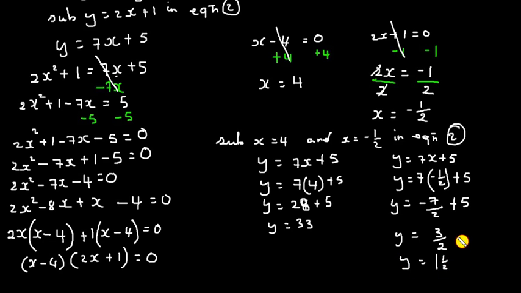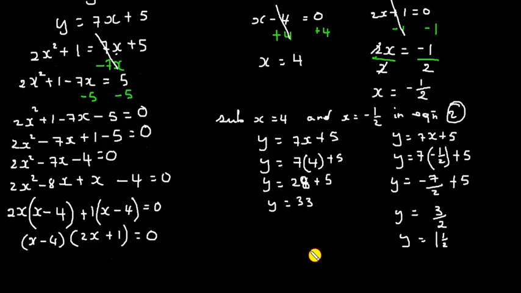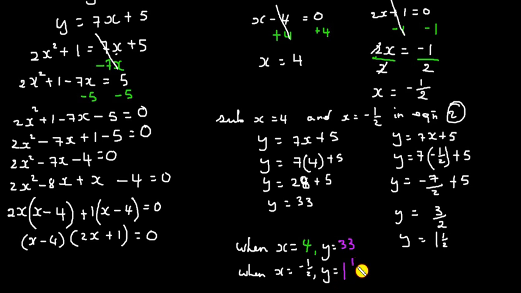So we have to close the question. We need closure. What will we write? Easy. When x is equal to 4, y is equal to 33. When x is equal to negative a half, y is equal to 1 and a half.